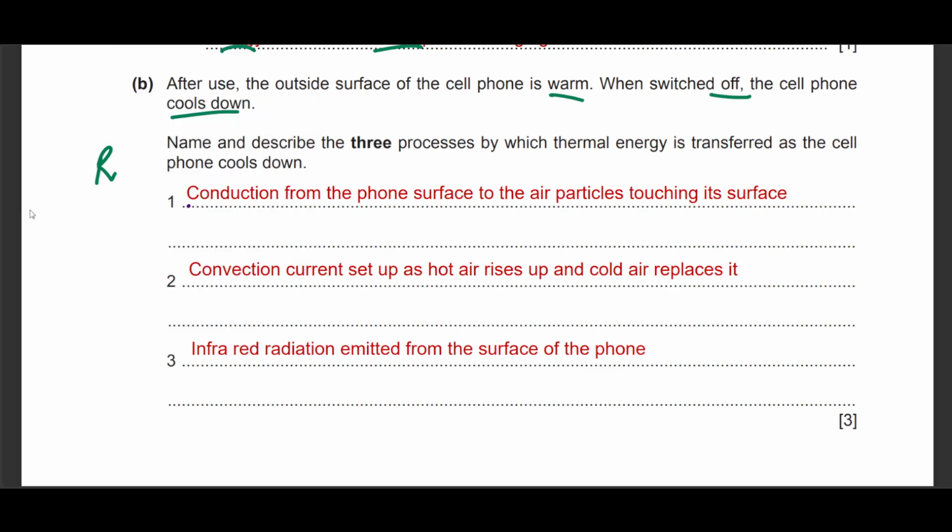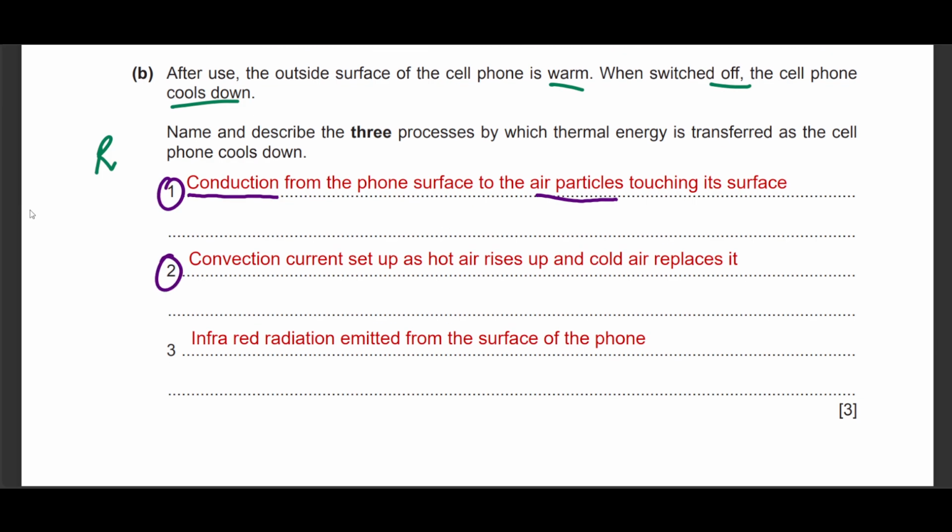So conduction will cause the phone surface to vibrate, and the atoms of the phone are vibrating at a high temperature when it is at a greater temperature. So those vibrating atoms on the solid surface actually collide with the air particles. When they touch, the air particles gain that thermal energy and take it away from the phone. So one of the processes of removing energy was through conduction.